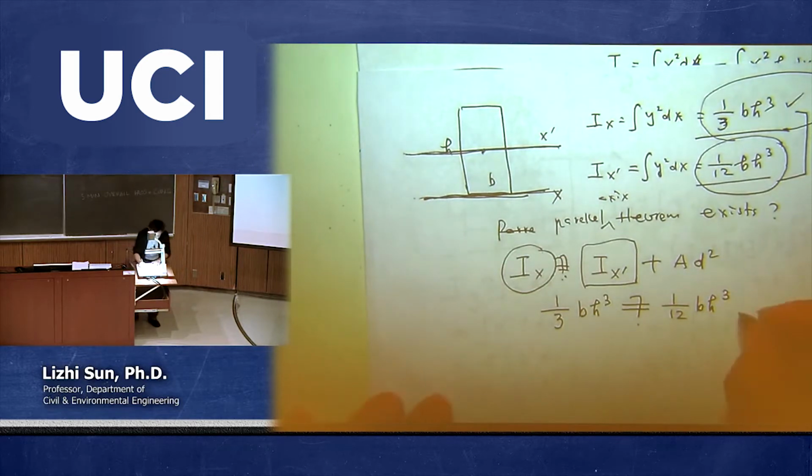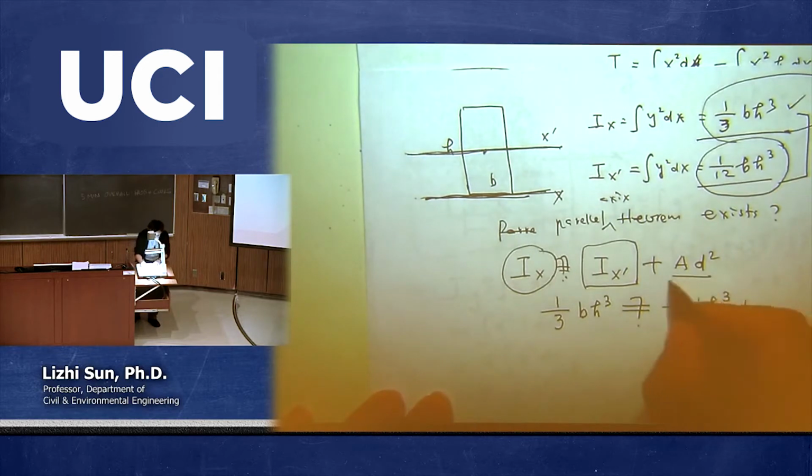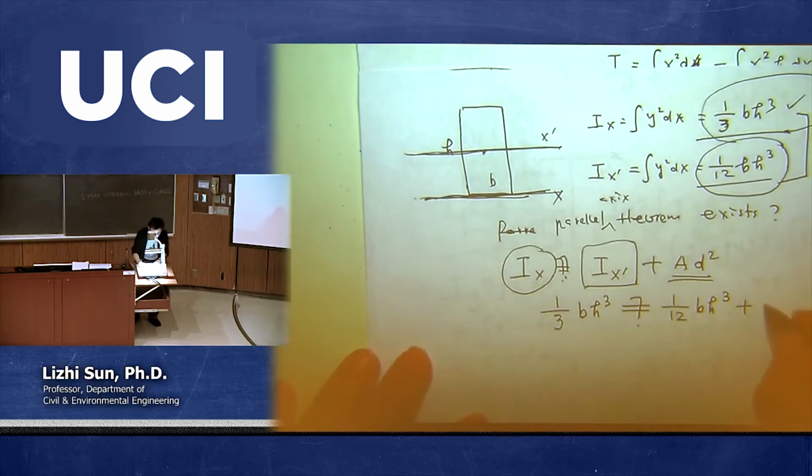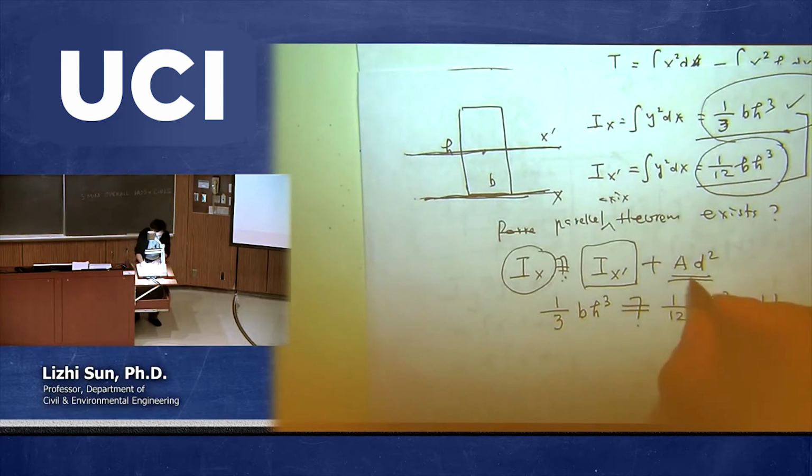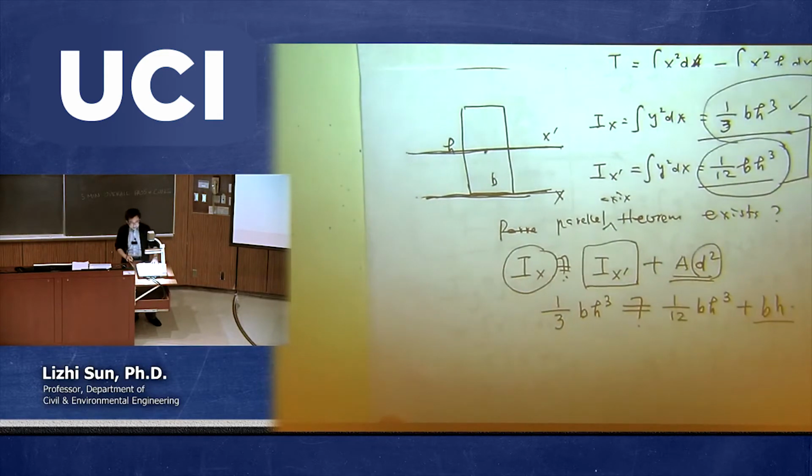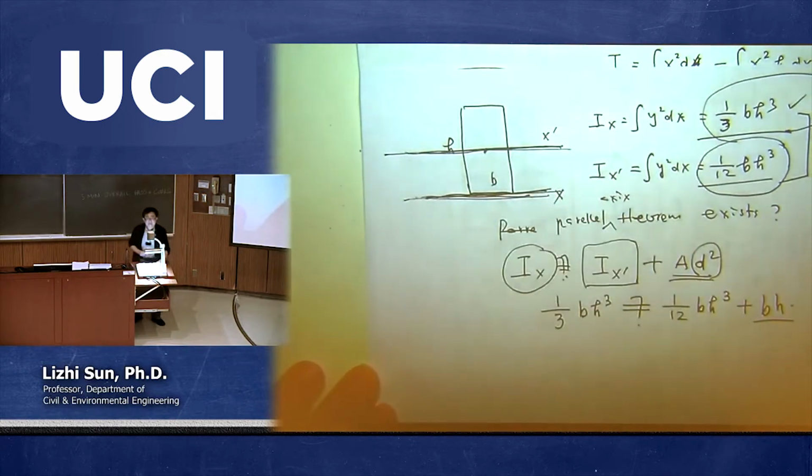Okay? Now, we want to evaluate the second term, which is called AD squared. So what is A? A is simple. That's the area of the rectangle. What is the area of the rectangle? That's BH, right? That's the area. And then multiply D squared. What is D squared? D is the distance between these two parallel lines. Then what's that? That's half H, correct?